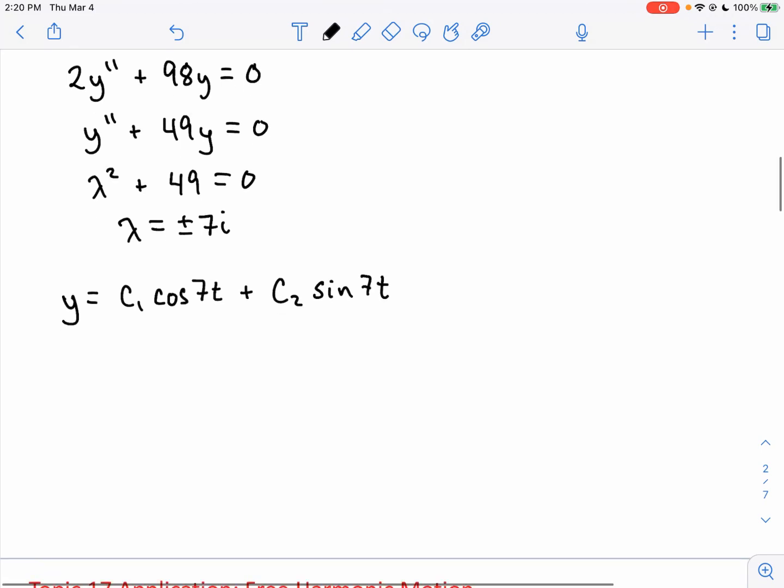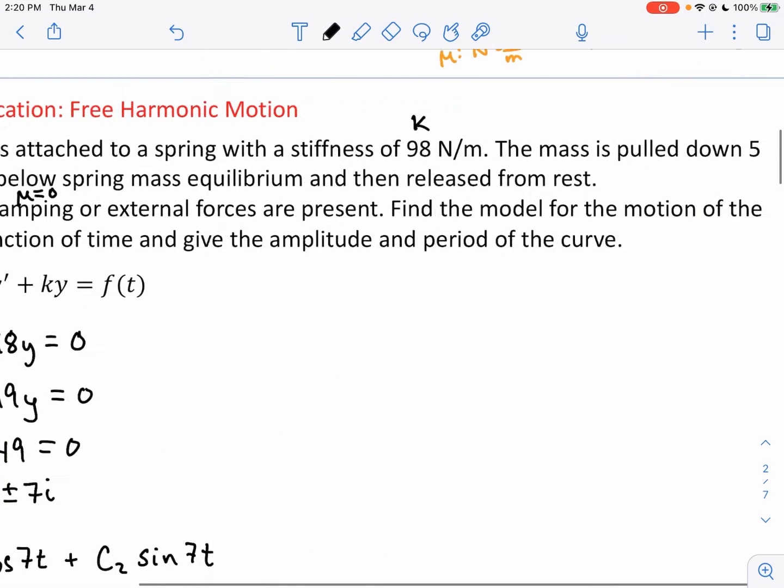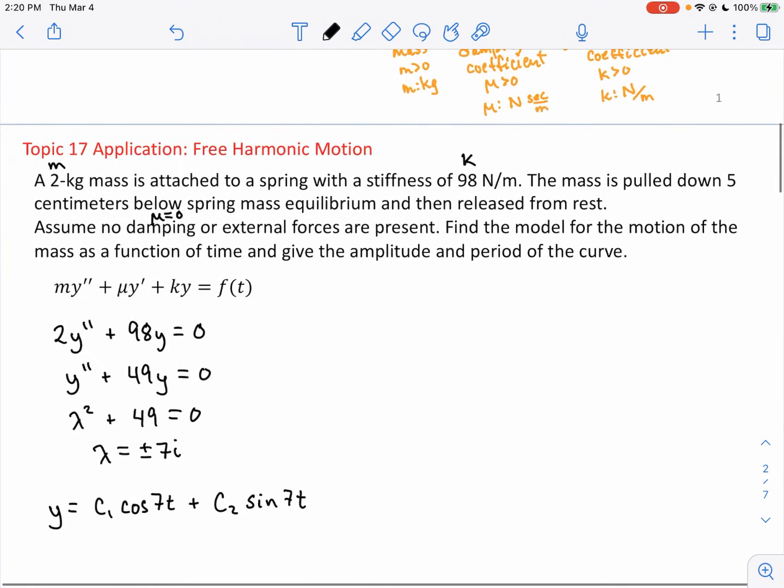Now we have some initial conditions. The initial conditions are the mass is pulled down, let's read that second sentence, the mass is pulled down 5 centimeters. Now careful, that's in centimeters, so we're going to have to convert 5 centimeters to meters, because we want everything to be in terms of meters and kilograms and seconds for all these units to work in harmony. So the mass is pulled down 5 centimeters below spring mass equilibrium and then released from rest. So that means there's no initial velocity, but there is an initial position. And that y coordinate is going to be negative 5 centimeters because we're below spring mass equilibrium.